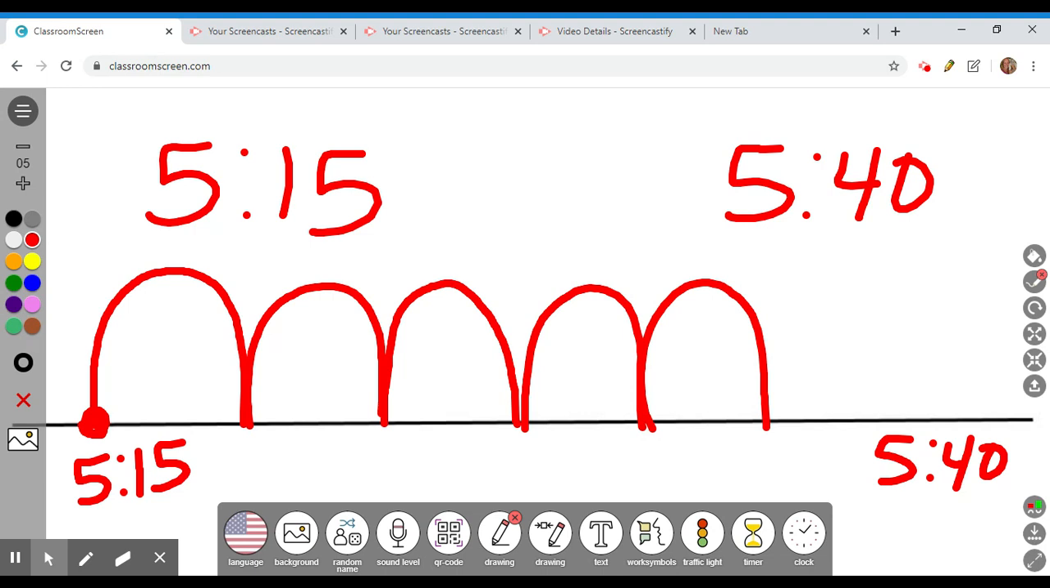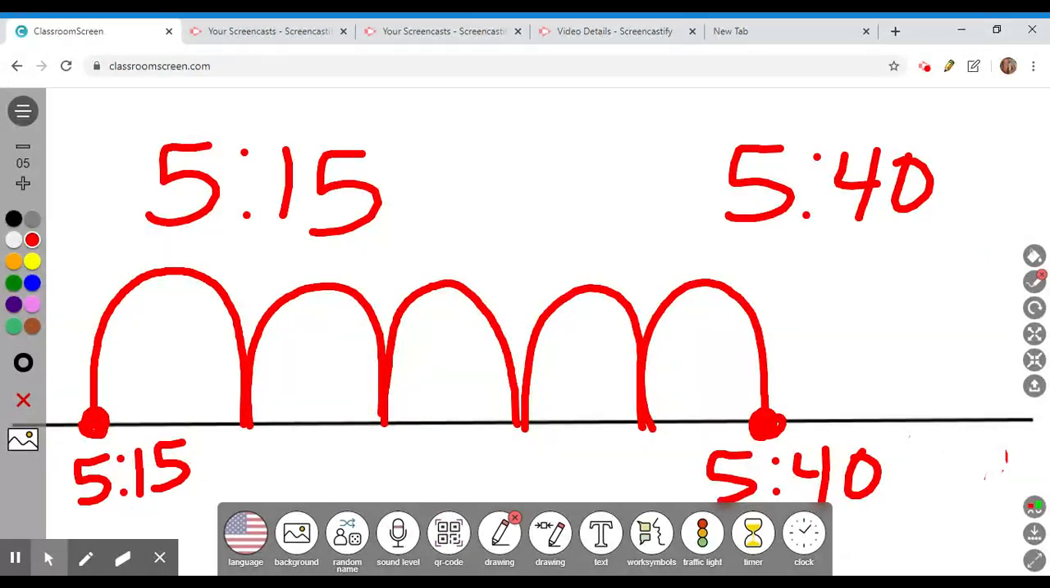Now here's an example like I mentioned earlier. Notice that my 5:40 isn't exactly where I landed, but that is where 5:40 occurs. So I'm just going to go back now and erase that 5:40. Remember, that was just my reminder of where I was trying to get to. I'm going to erase that now, and I'm going to go ahead and label where my actual 5:40 occurs.